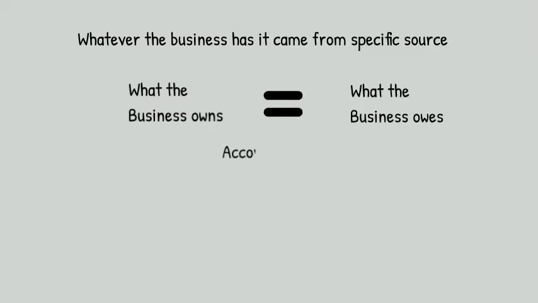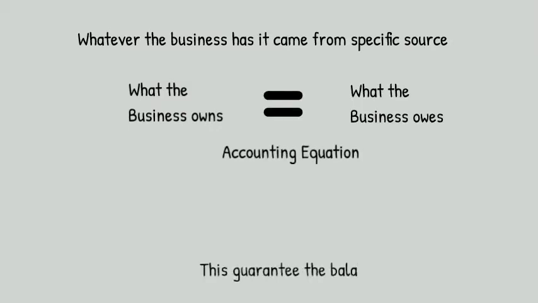Whatever the business has, it came from a specific source. This is the core of the accounting equation, which says what the business owns is equal to what the business owes. And this guarantees the balance between both.